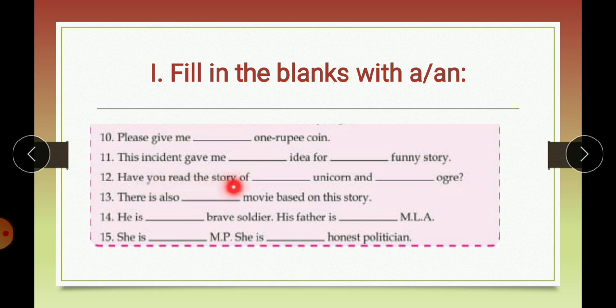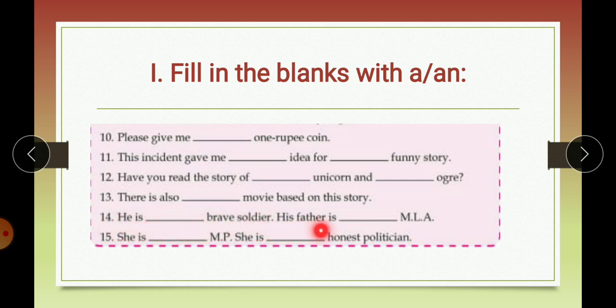Have you read the story of a unicorn and an ogre? Now unicorn, it is starting with U, but it is not having that vowel sound of U like in umbrella. It says yu. So here it is U. So it is coming a unicorn. There is also a movie based on this story. He is a brave soldier.